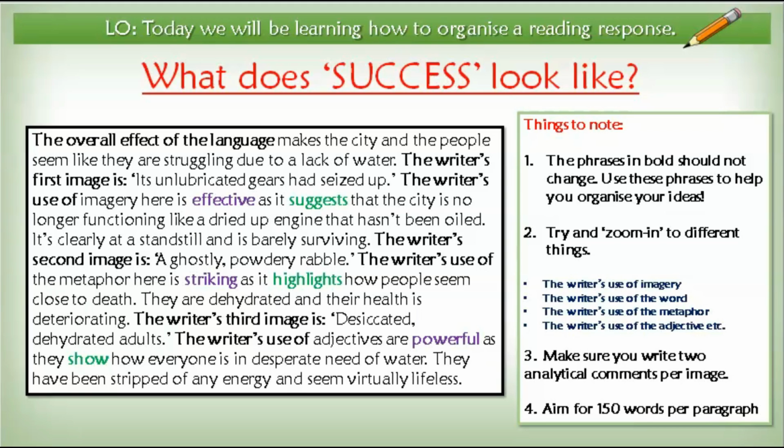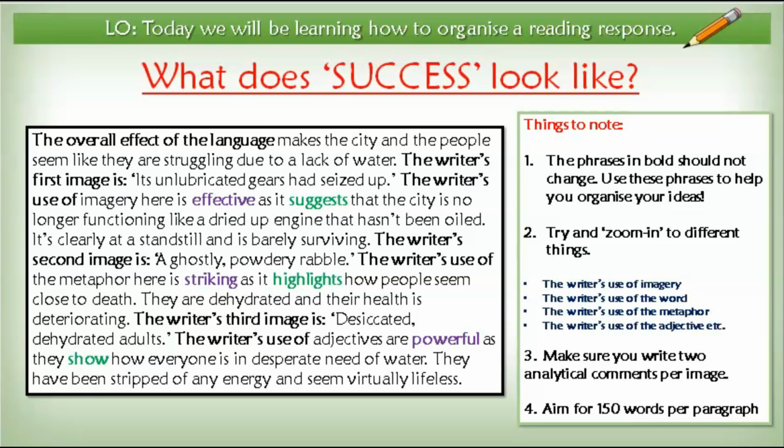The writer's second image is "a ghostly, powdery rabble." The writer's use of the metaphor here is striking as it highlights how people seem to be close to death. They are dehydrated and their health is deteriorating. The writer's third image is "desiccated, dehydrated adults." The writer's use of adjectives are powerful as they show how everyone is in desperate need of water. They have been stripped of any energy and seem virtually lifeless.